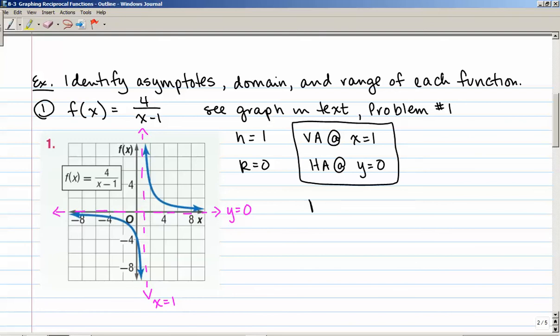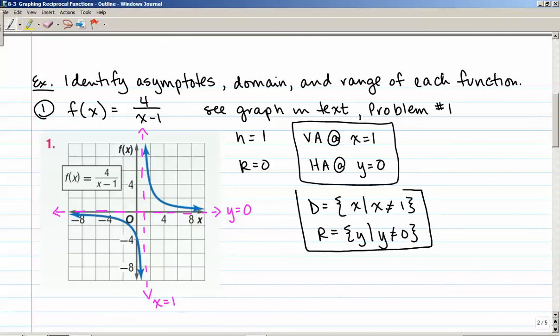Now, when we go to write our domain and range, as you can tell from the graph, x can be anything except 1. So my domain is the set of all x such that x is not equal to 1. And my range is the set of all y such that y cannot be 0, such that y is not equal to 0. So that's my domain and range.